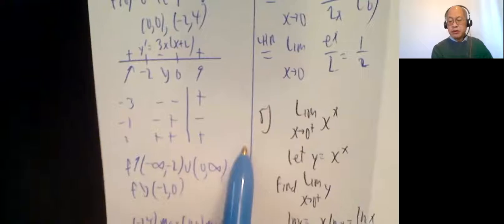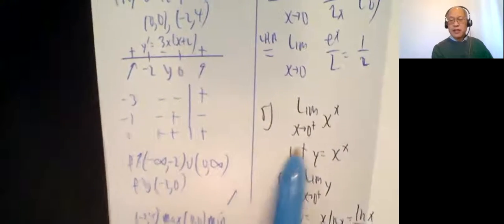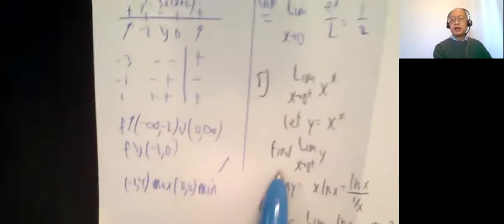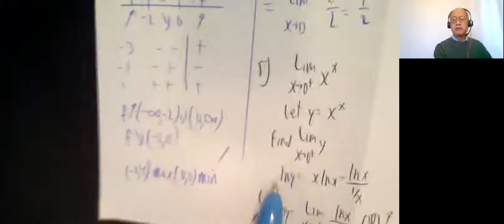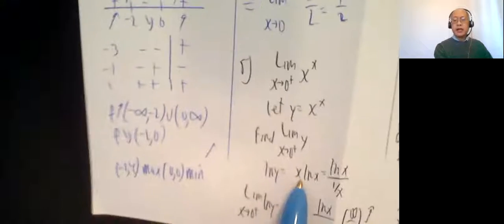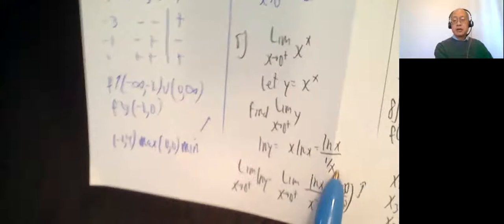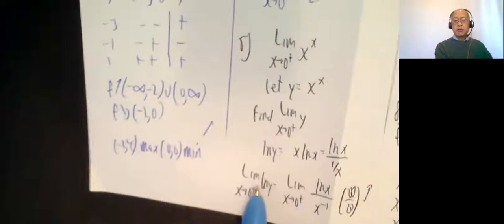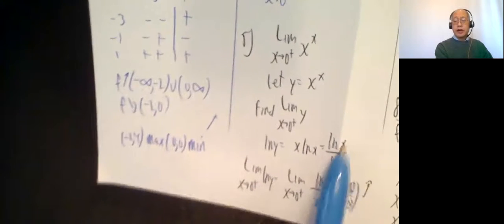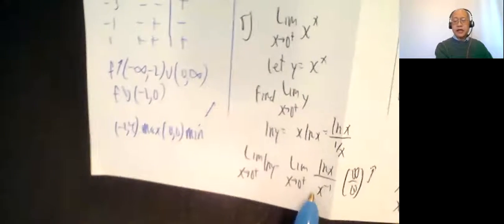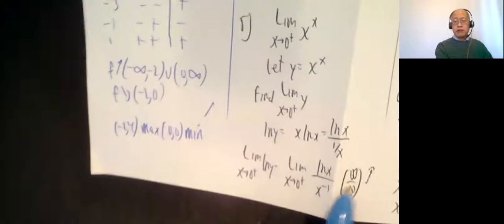Number 5, limit as x approaches 0 from the right of x to the x. Let y equal x to the x, which means I'm finding the limit as x approaches 0 from the right of y. Ln y is x ln x, which is ln x divided by 1 over x. As x approaches 0 from the right, I get infinity over infinity. So I do L'Hopital's rule. Treat this as x to the negative 1. So that's infinity over infinity.